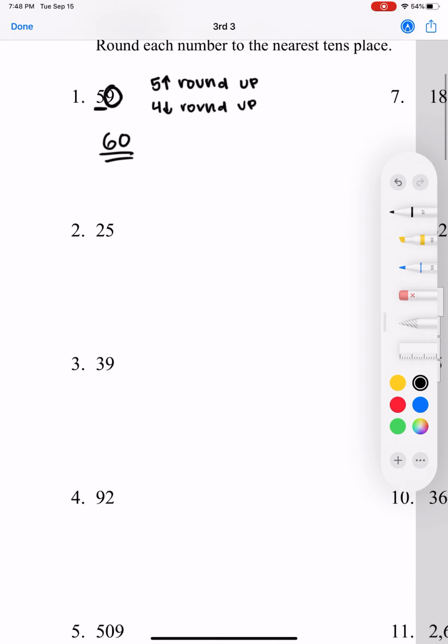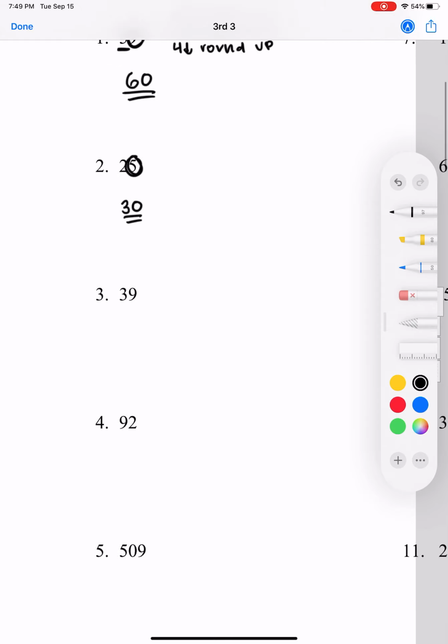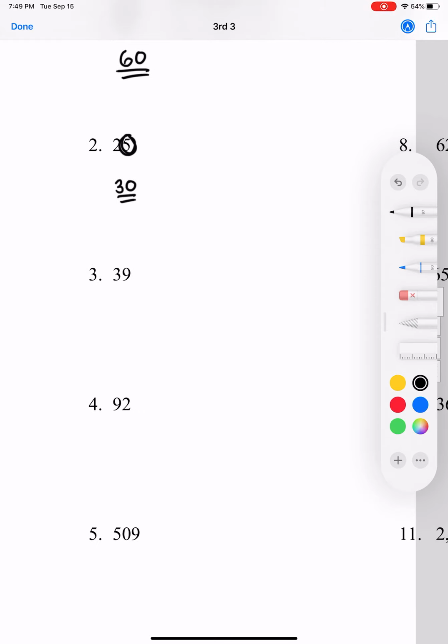For number 2, if you look at the ones place, it is a 5, which is included in the 5 and up, so you would round up and number 2's answer would be 30. Number 3 is also the same, 9. 9 is greater than 5, so you would round up to 40.